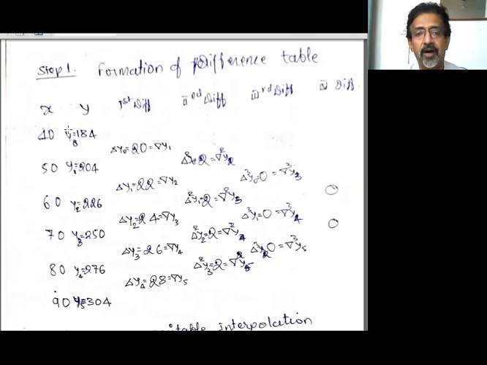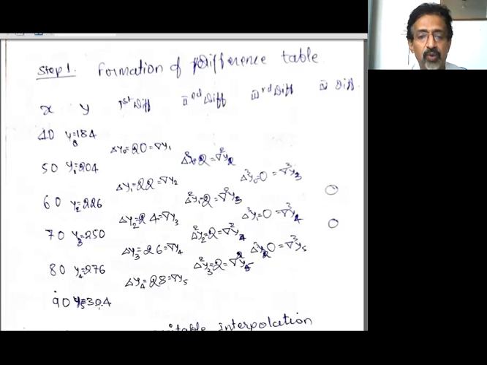See, if you observe, for the forward difference, consider the top to bottom diagonal. The first value is y0, the second column, del y0. The third column, del squared y0. The fourth column, del cube y0. The fifth column will be del raised to 4 y0.